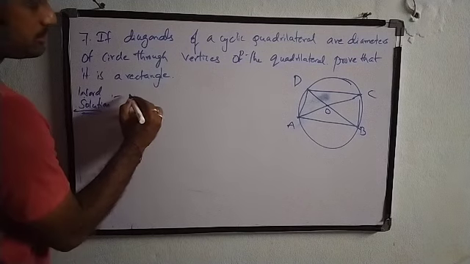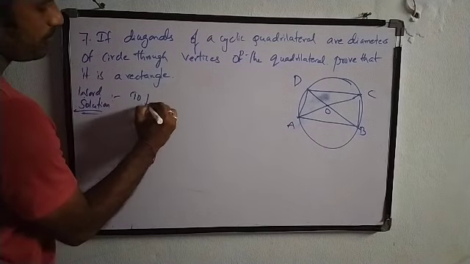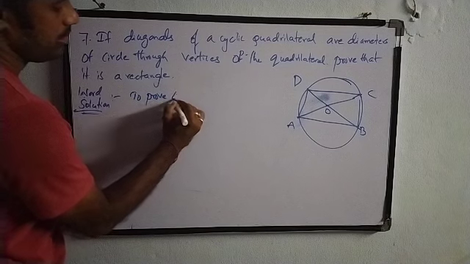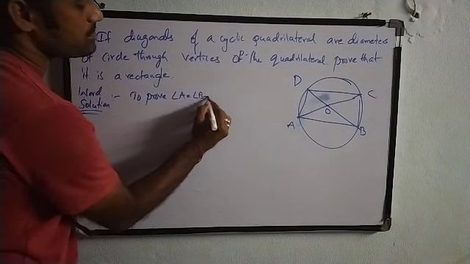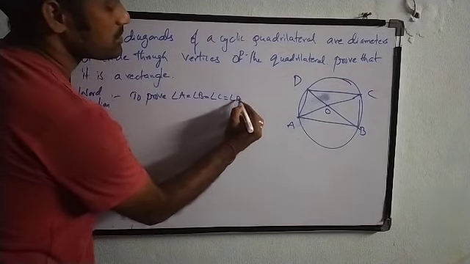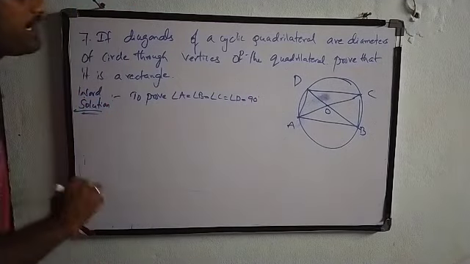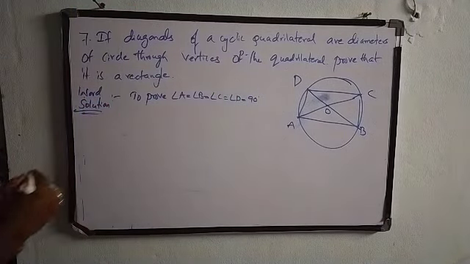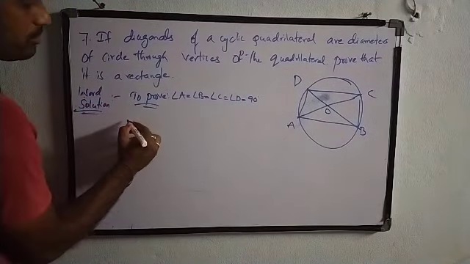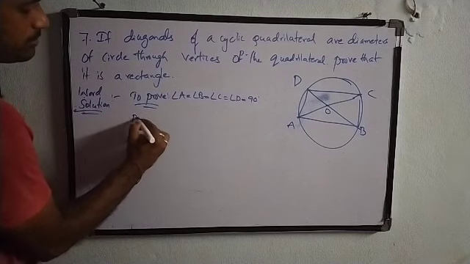First, to prove: angle A is equal to angle B is equal to angle C is equal to angle D is equal to 90 degrees. Any one of the angles we need to prove as 90 degrees. So that is what is to be proved. Let us start doing the proof.